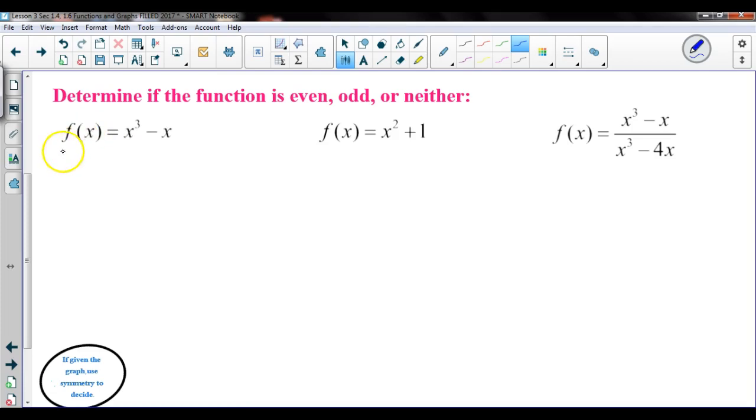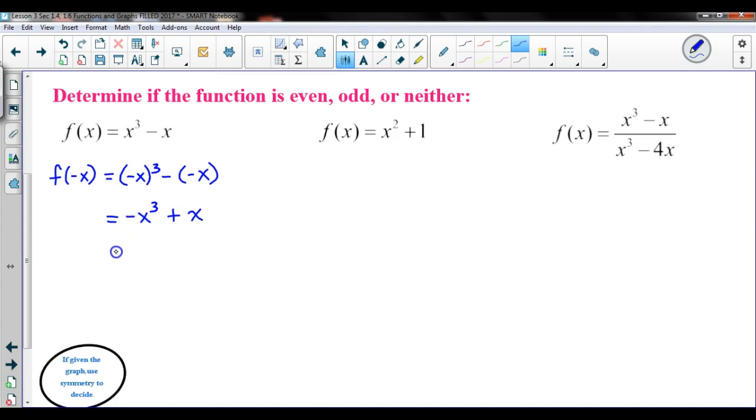Determine if the function is even, odd, or neither. So all you do is plug in negative x. So what is f of negative x? It's quantity negative x cubed minus negative x. And then you simplify. Negative x cubed is literally negative x cubed, but you drop the parentheses because negative x times negative x is positive x squared, times negative x is negative x cubed. Negative negative is positive. So is this function identical to this function? No. So it can't be even.